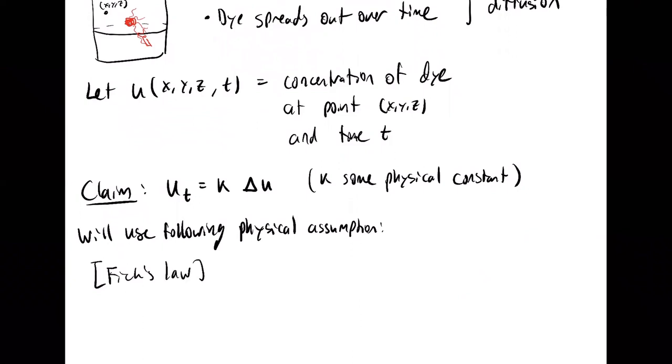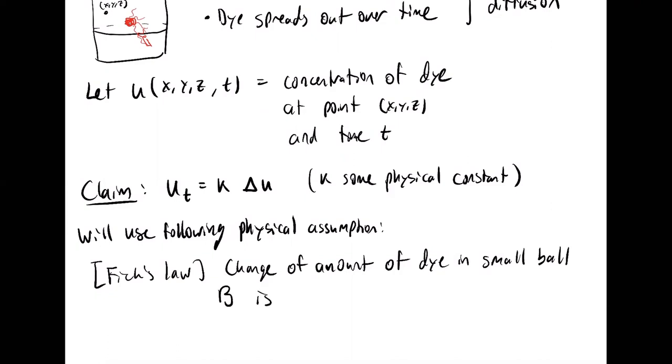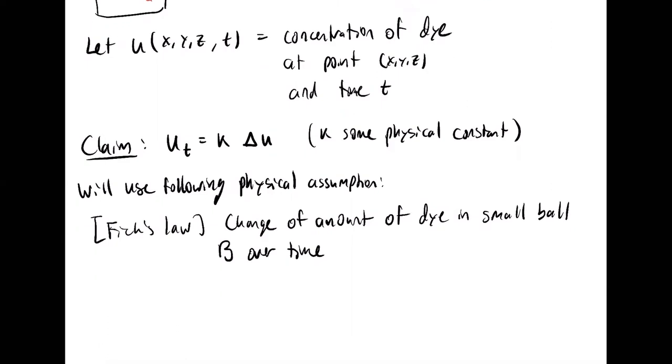And the assumption is that the change in the amount of dye in a particular domain, for example, a small ball, let's say the change of amount of dye in small ball B over time, well, it's going to be proportional to the flux through the boundary of the ball, or the amount of dye leaving the boundary.